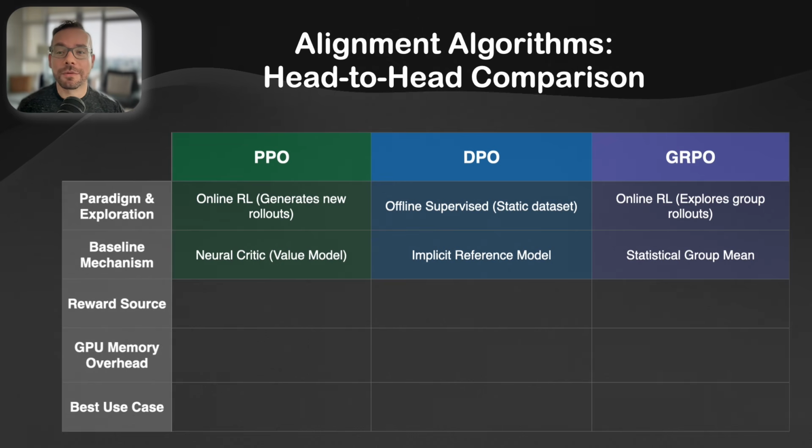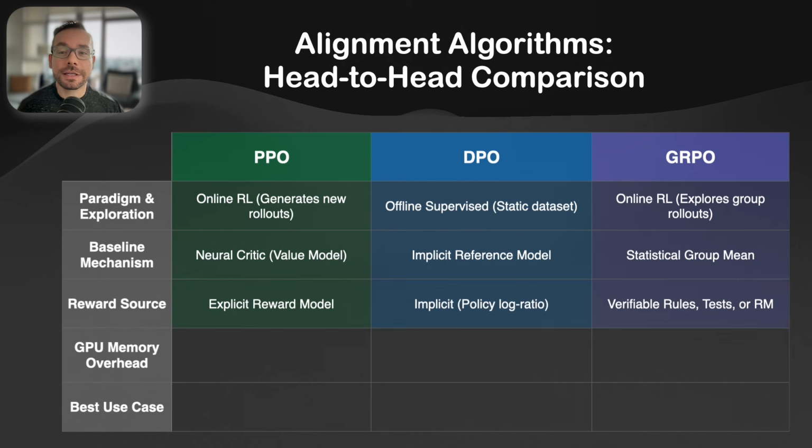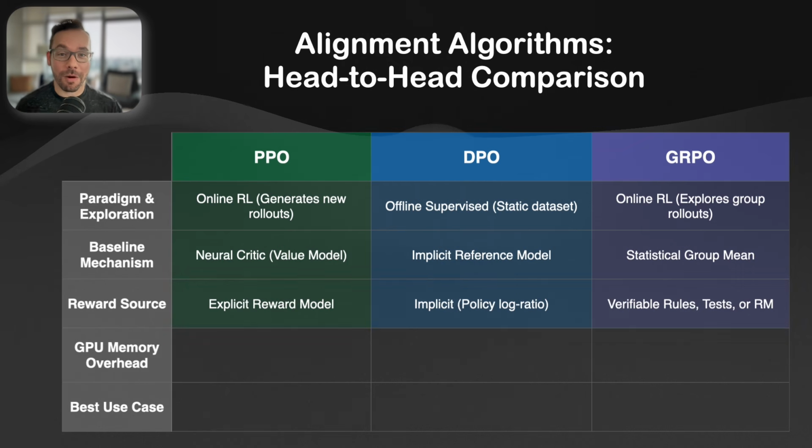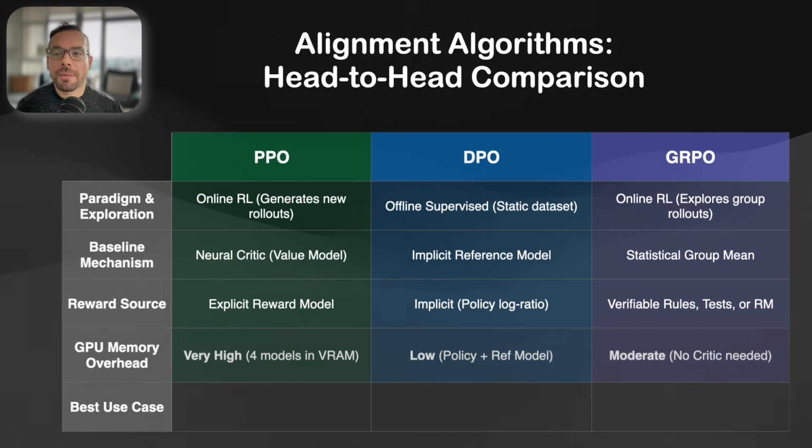And then we have the reward source. PPO relies on a separately trained neural network. DPO has no reward model at all. The reward is implicit in the policy log ratios. GRPO primarily leverages deterministic, verifiable rules like test suites and format checkers, though it can also incorporate a reward model optionally. If we look at the memory, this is the operational bottleneck that we have.